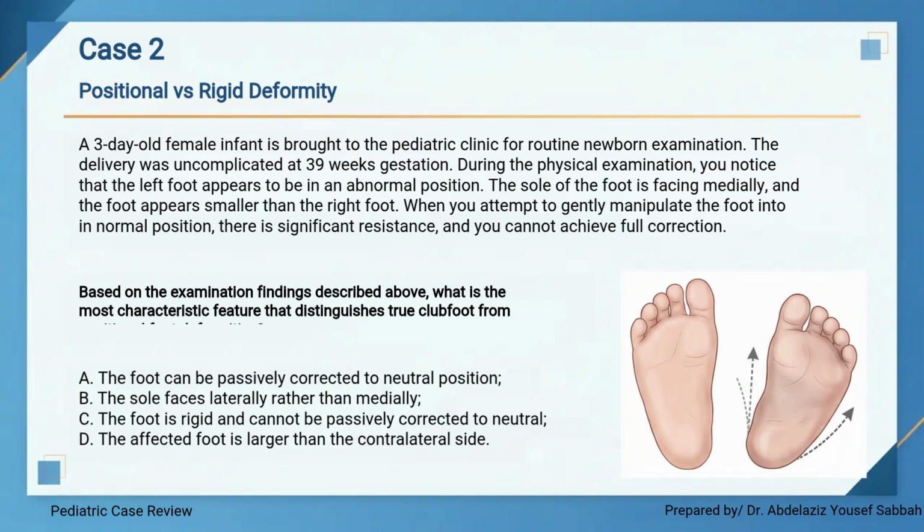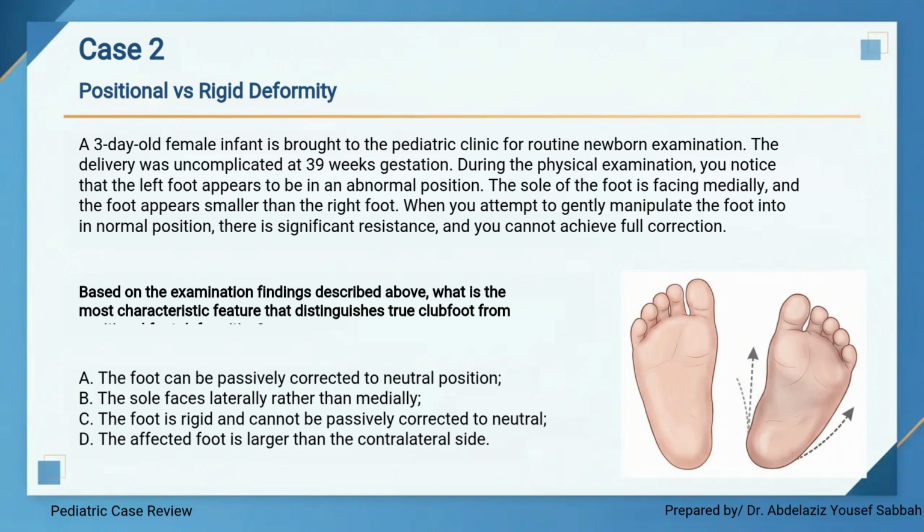The delivery was uncomplicated at 39 weeks gestation. During the physical examination, the left foot appears to be in an abnormal position. The sole of the foot is facing medially, and the foot appears smaller than the right foot. When you attempt to gently manipulate the foot into a normal position, there is significant resistance, and you cannot achieve full correction. What is the most characteristic feature that distinguishes true clubfoot from positional foot deformities?